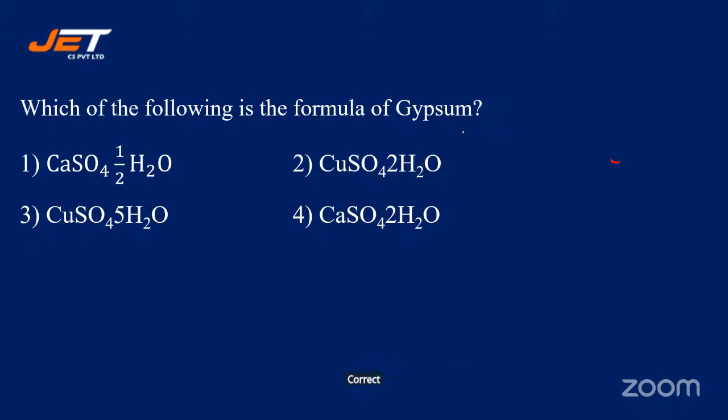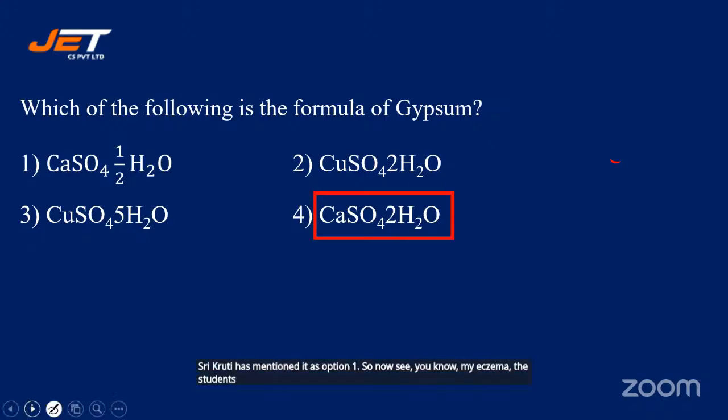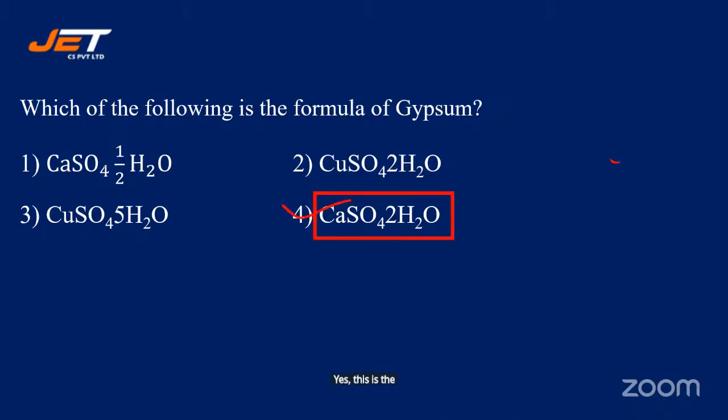Pranita has mentioned it as 1. Navtej has mentioned it as option 1. Ashwita also mentioned it as option 1. Nasbeen has mentioned it as option 2. Dastagir has mentioned it as option 1. Swikruti has mentioned it as option 1. So I think the maximum of the students got confused. Yes, this is the right answer.